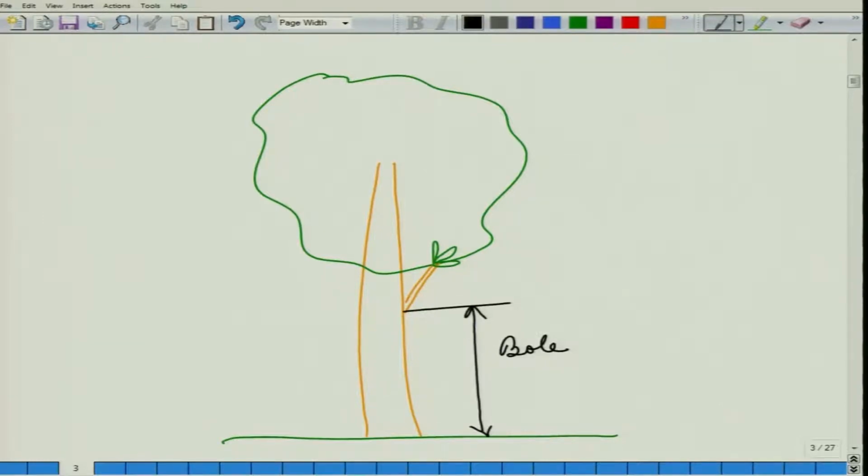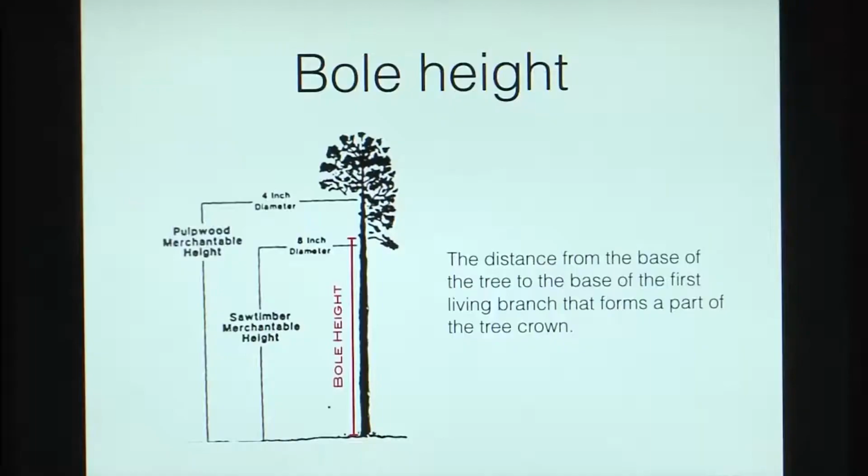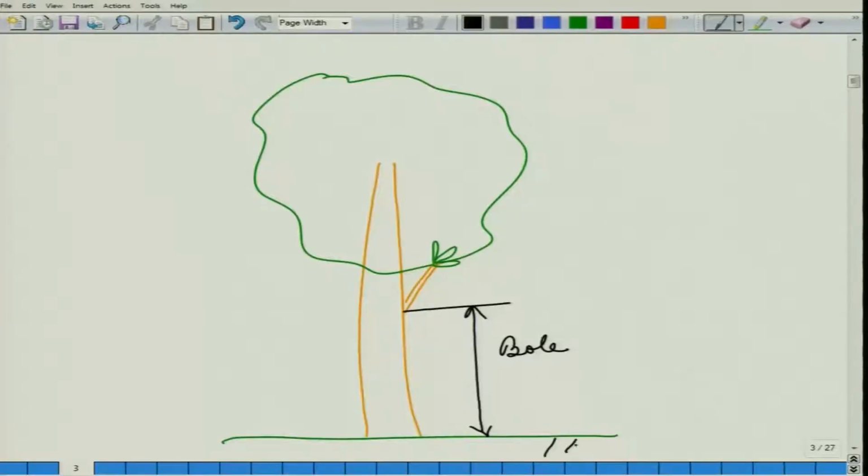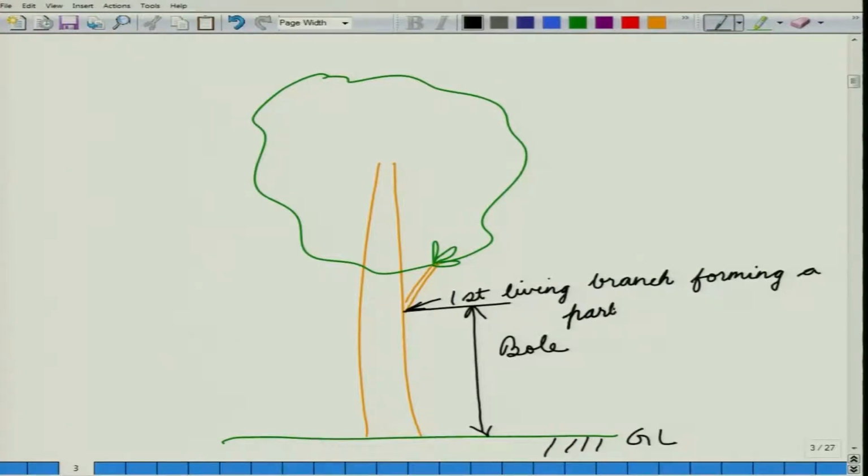It is the distance from the base of the tree, that is the distance from the ground level, to the base of the first living branch that forms part of the tree crown. So, this is the base of the first living branch forming part of the tree crown.